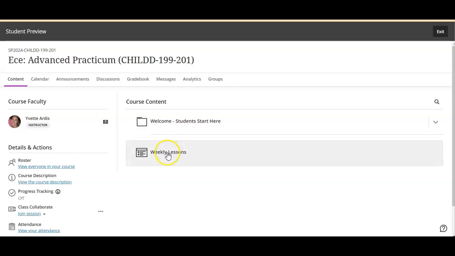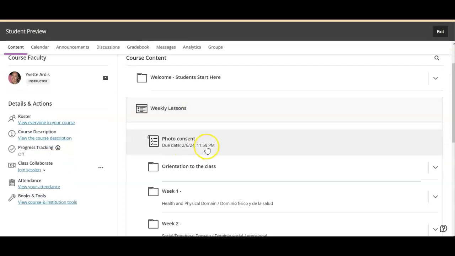So let's talk a little bit about where we're at. Click on your weekly lessons, head on down, photo consent. Again, I'm asking if you could please, it would be for every parent of every child to give permission for you to be able to take pictures. Now, if someone says no, then obviously that child doesn't get involved in any of the pictures that you're taking.